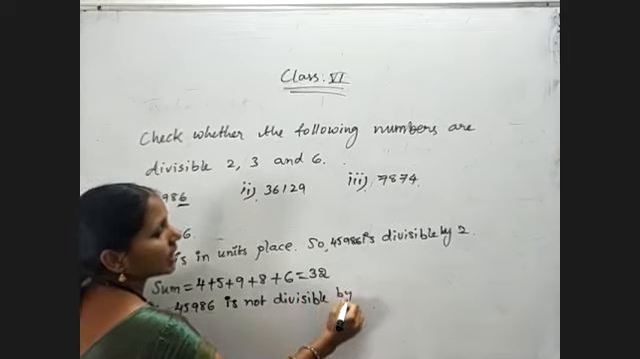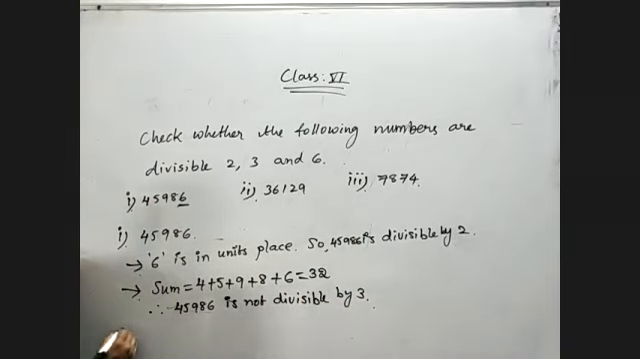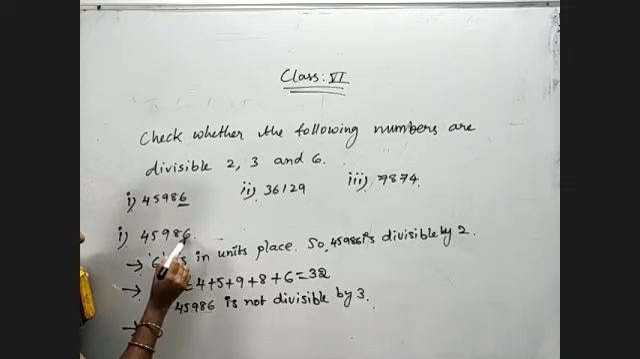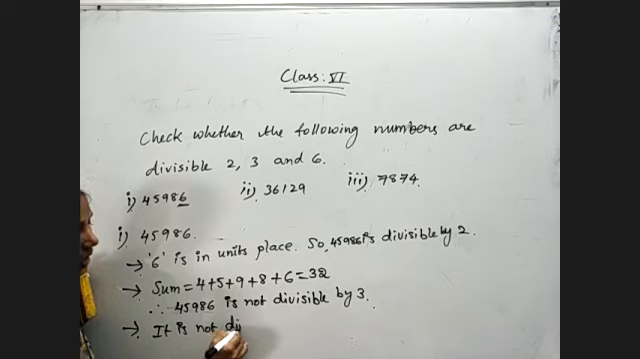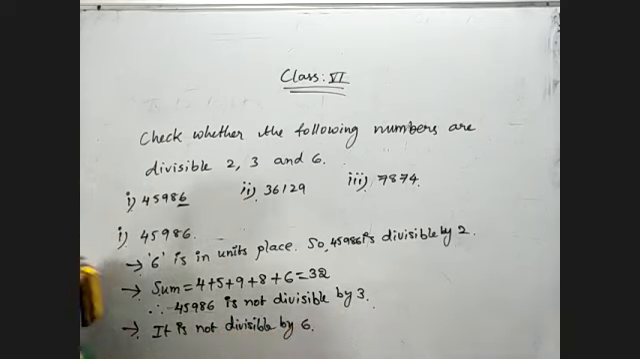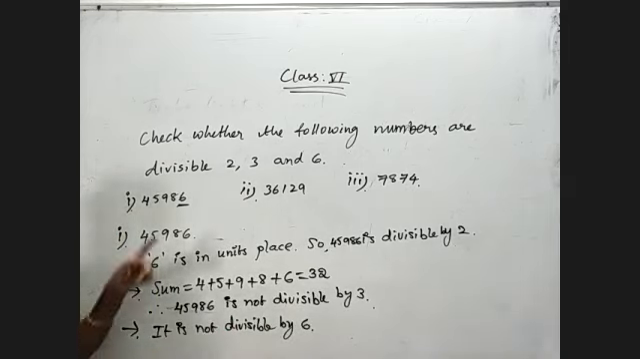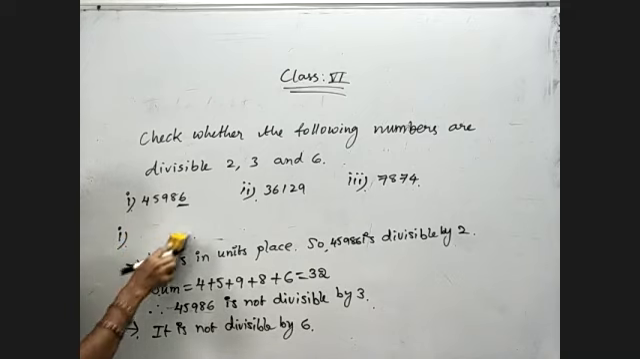So what is the divisibility rule of 6? If the number is divisible by both 2 and 3, then only it is divisible by 6. See, observe here, this number is divisible by 2, but not divisible by 3. Therefore, it is not divisible by 6, because it is not divisible by 3. That's why it is not divisible by 6. Okay. Now coming to the second question.